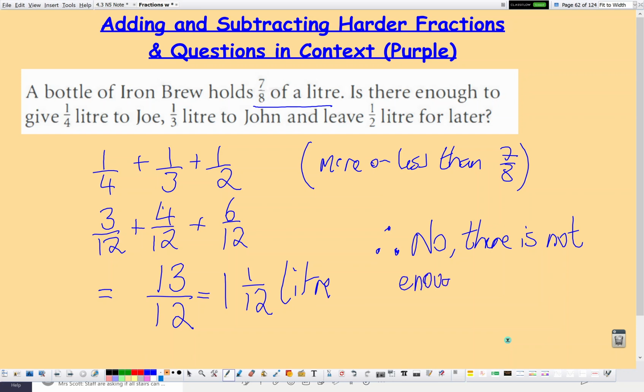as we know that 1 1/12 is greater than 7/8. Okay, so you have to finish this question with a little statement like that, comparing the numbers together.